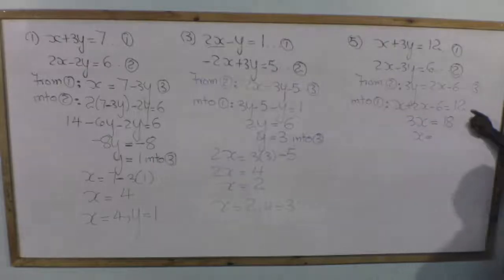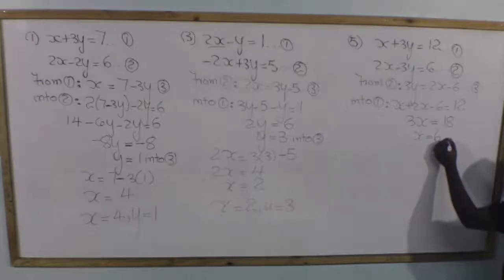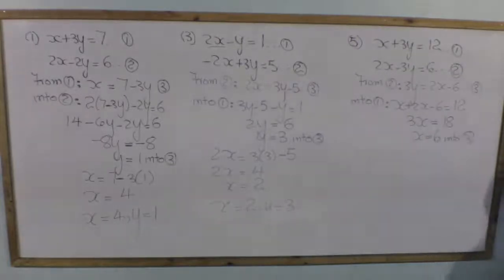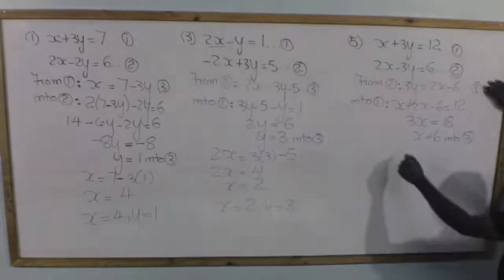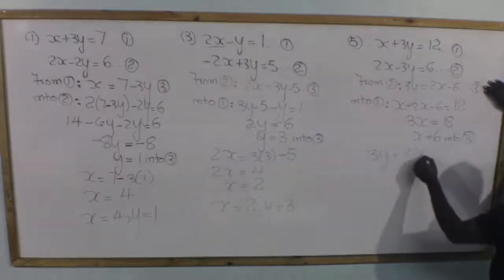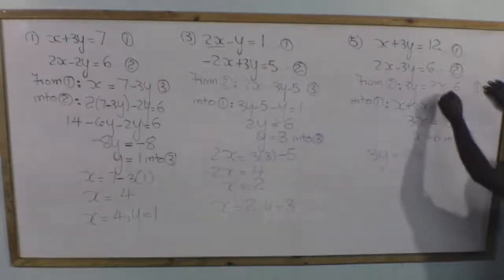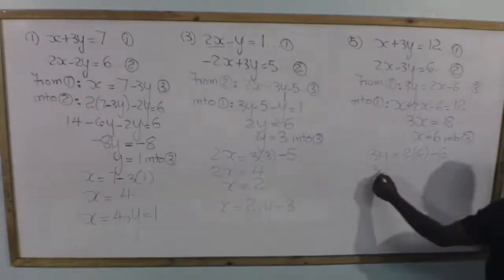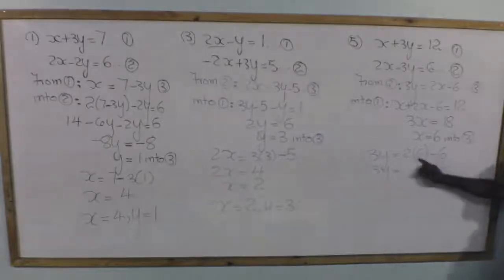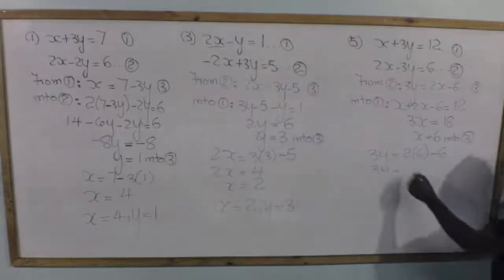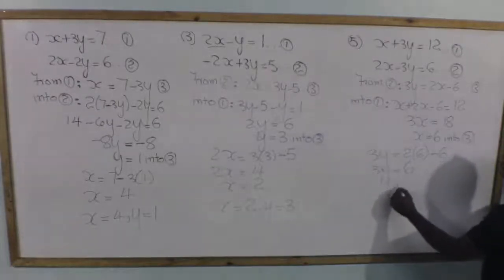So x is equal to 6, and we're going to put that into equation 3. So we put that into equation 3, which is this one. We have 3y is equal to 2 times 6, because that's what x is, 6. 2 times 6 minus 6. So 3y is equal to what? 2 6's minus 6. So y is equal to 2.